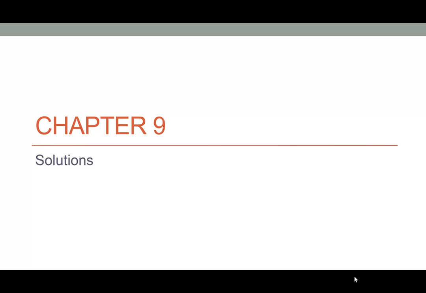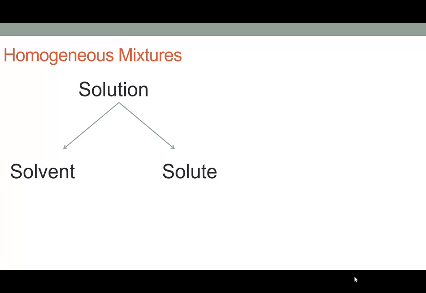What we're going to do now is start breaking down these solutions into a little bit more detail, looking specifically at the molecules that make up our solutions. What we defined in the last video is that solutions are homogeneous mixtures. They have both a solvent and a solute. Solvent is whatever is in the greatest proportion. Solute is whatever is in the lesser proportion. We're going to break down this solute piece today and look at some of the different properties.